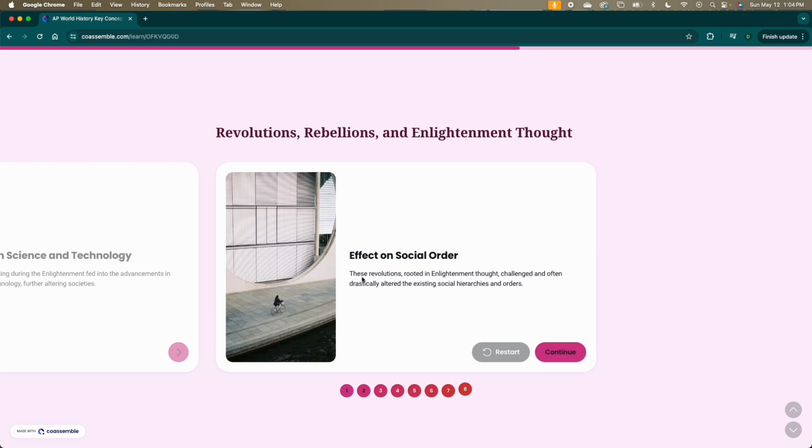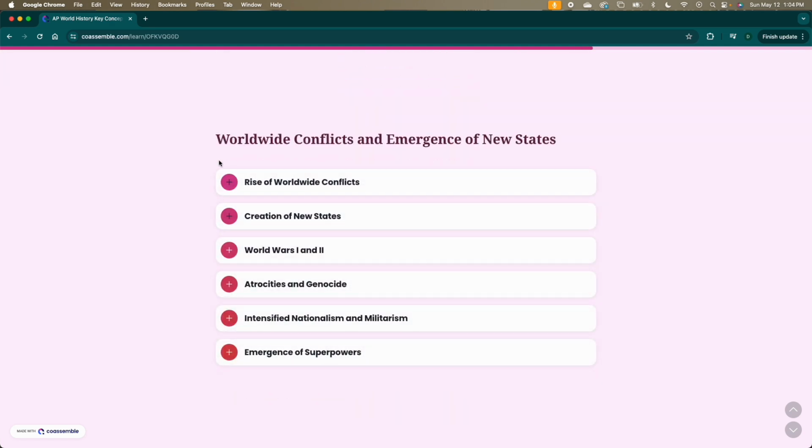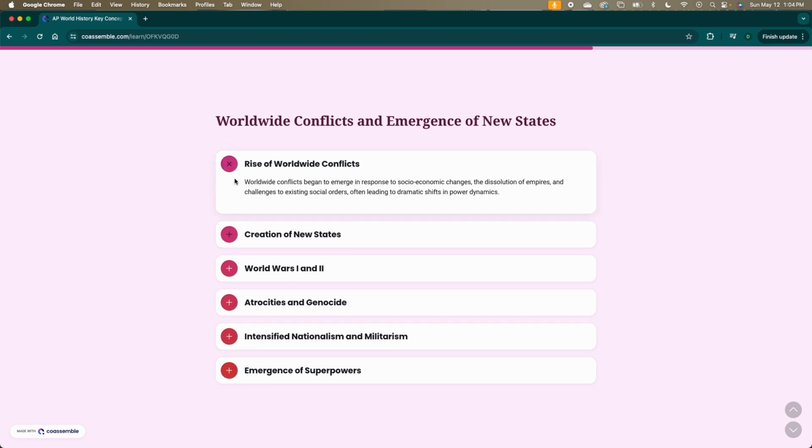And the effect on social order. These revolutions rooted in Enlightenment thought challenged and often drastically altered the existing social hierarchies and orders. We see these through things like the French Rebellion. All right, worldwide conflicts and emergence of new states. So the rise of worldwide conflicts here. They began to emerge in response to socio-economic changes, the dissolution of empires, and challenges to existing orders, often leading to dramatic shifts in power dynamics.